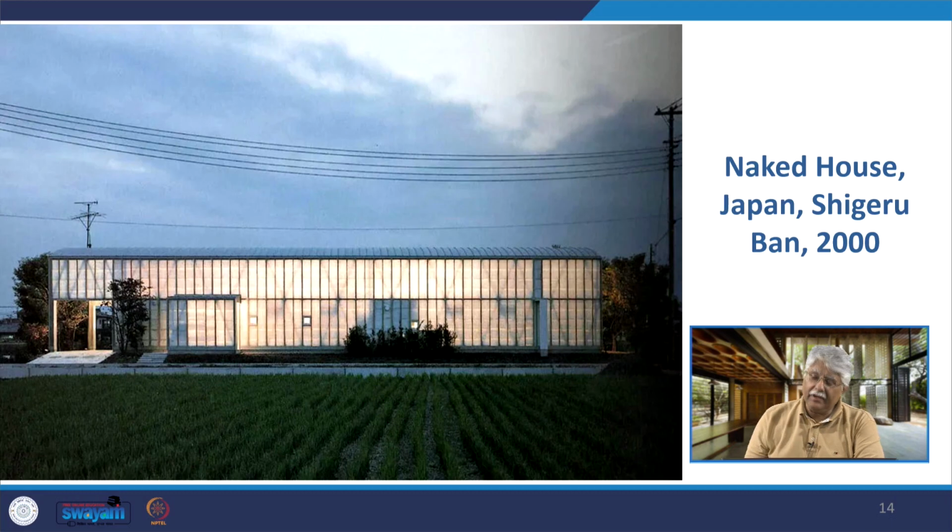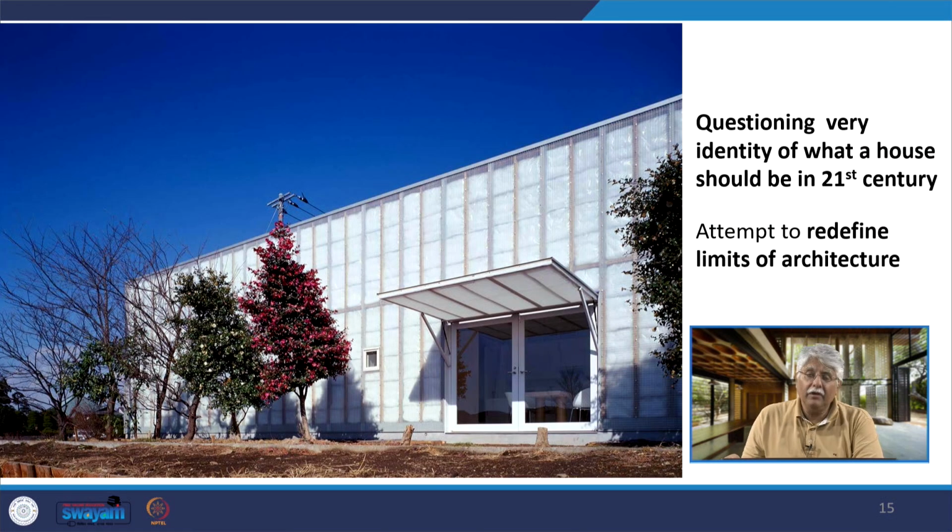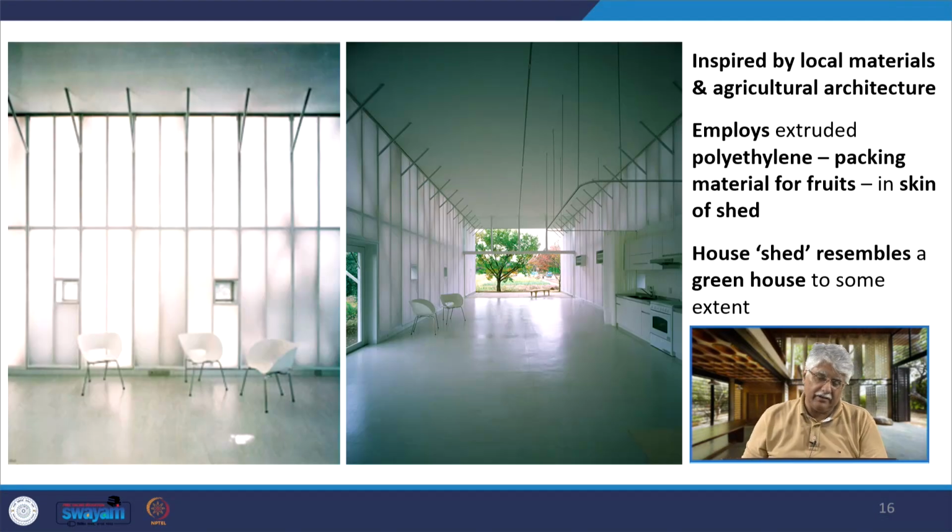And we come to the naked house by Shigeru Ban in 2000. Again he is very innovative, not only on several different fronts. It is innovative with regard to material. It is innovative with regard to the very concept of what a 21st century house should be. So it is questioning the very identity of a house in the 21st century, attempts to redefine the limits of architecture. It is inspired by local materials and agricultural architecture.